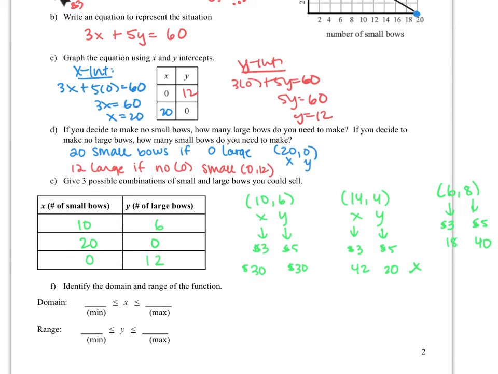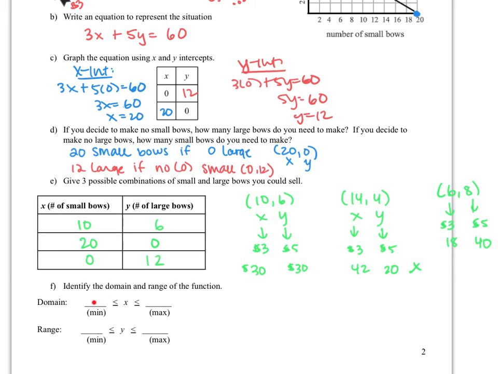Okay, so our last thing on this problem that we haven't seen in a while, but we're going to bring back, is domain and range. So if you remember, domain is all of the possible inputs. It's like a list of all the things that can go into a function. And the input in a function is the x value. Now remember, in this problem, the x value is the number of small bows. So what we're trying to communicate here is all the possible amounts of small bows that we could make.